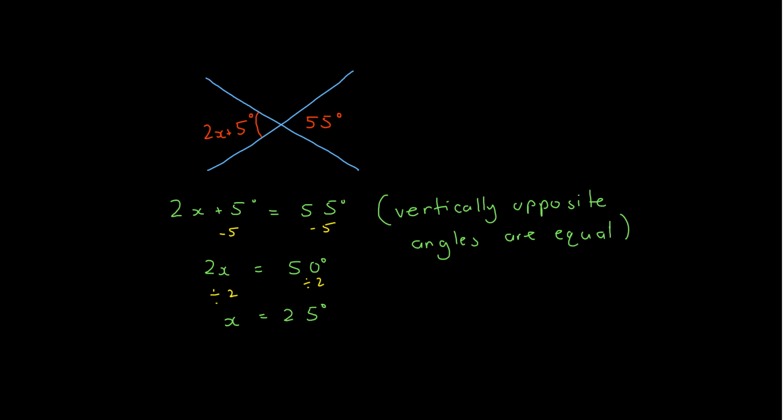So we go 2x plus 5 degrees equals 55 degrees, and the reason is vertically opposite angles are equal. We have to write our reason whenever we use one of these rules, and then I minus 5 from both sides. 2x equals 50 degrees, divide both sides by 2, and x equals 25 degrees, and 2 times 25 plus 5 does equal 55, so we know that we've done it right.